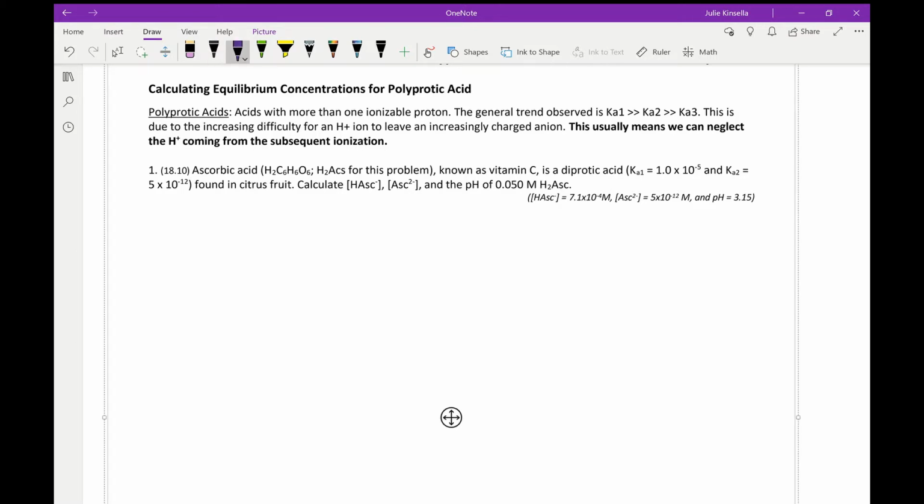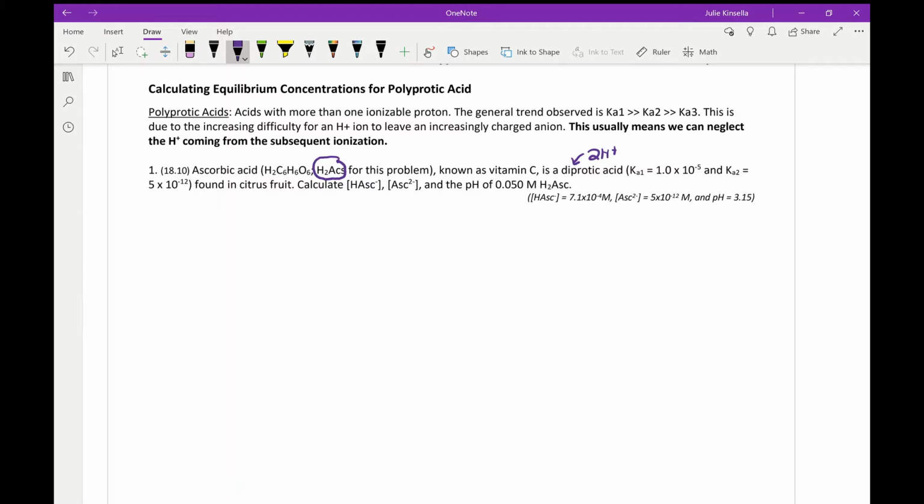All right, so in ascorbic acid, which we're going to use H2ASC, it's known as vitamin C, but it is a diprotic acid. So two hydrogens, which is what you're going to see here, are going to get ionized. And then we have the Ka1 and the Ka2 for each of those ionizations. So basically it wants us to calculate all the concentrations of the ions and then also the pH.